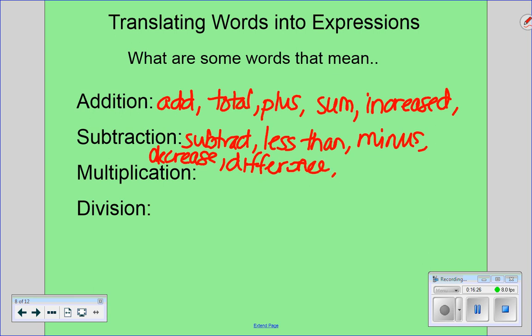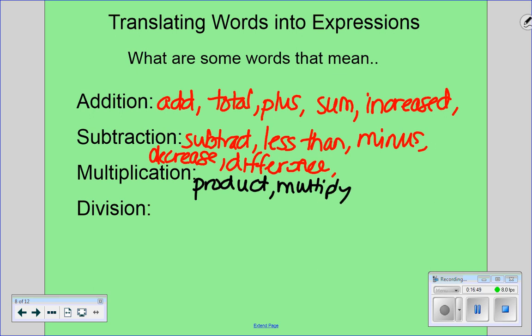Different. Let's see, is there anything I'm missing? Okay, I don't think so. Multiplication. Aiden? No, you had it before. Product. Product. Multiply, I guess. Aspen.